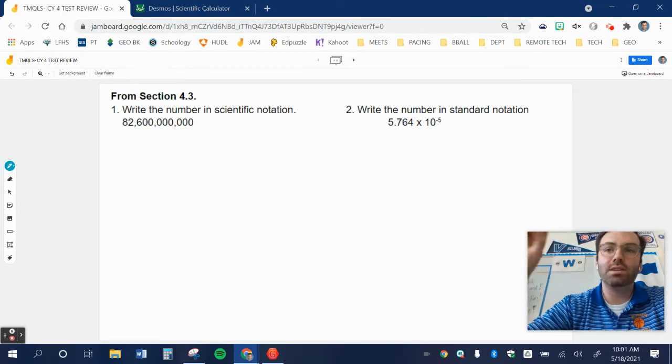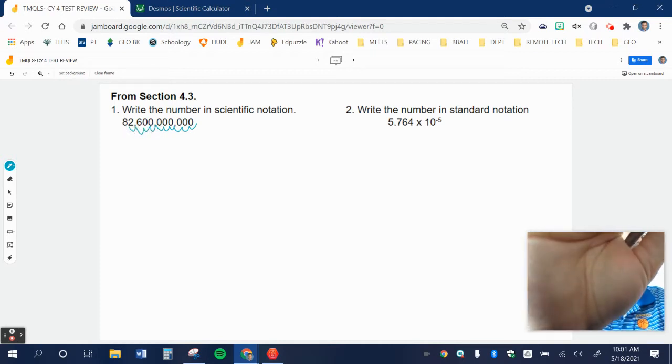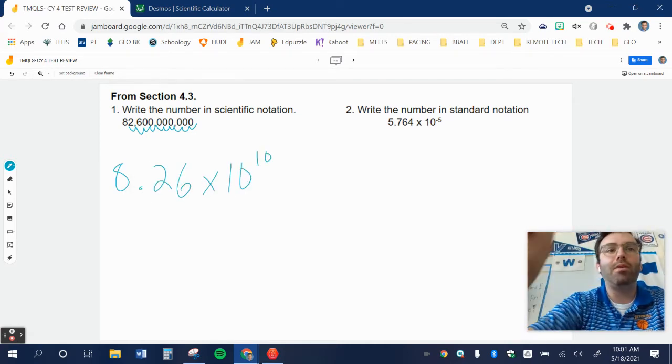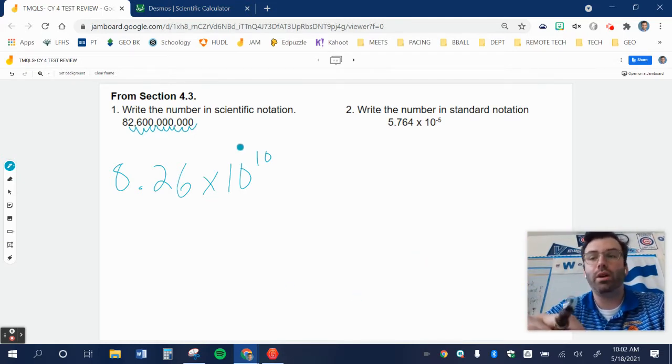So I want to see how many times I move that decimal place. It looks like I'm going to go 1, 2, 3, 4, 5, 6, 7, 8, 9, 10. So I got 8.26 times 10 to the 10th power. Remember, it's positive because we want our number to get bigger. When it's negative, we want our number to be a decimal.